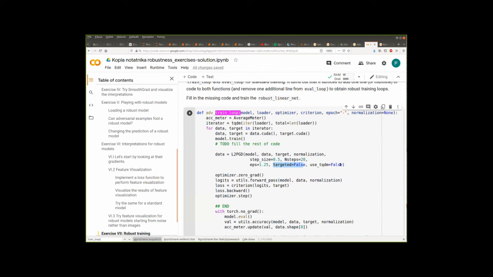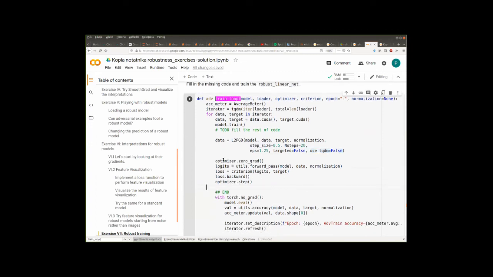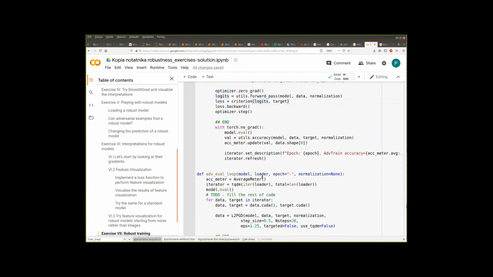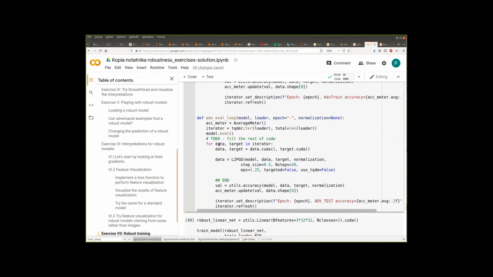There is an additional parameter which just reduces output. It doesn't really matter in terms of the results of this function, and the rest is basically the same as in the train loop. We have our optimizer, we do a forward pass, we compute the loss function, and we do backward, and that's all. This adversary eval loop is pretty much the same. For each of our data points, we compute an adversary example and we evaluate our model on this particular adversary example.